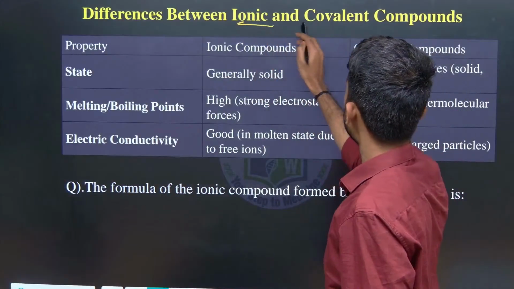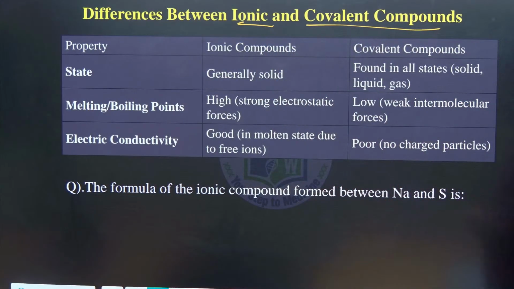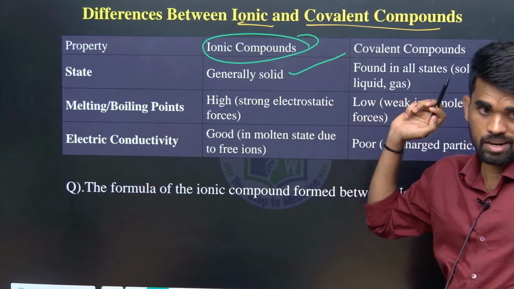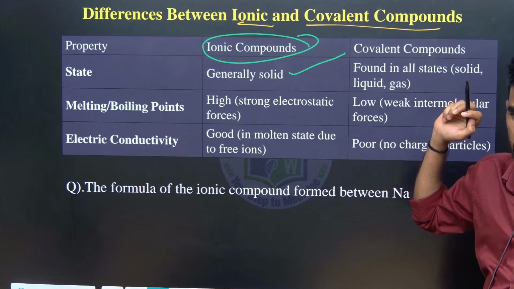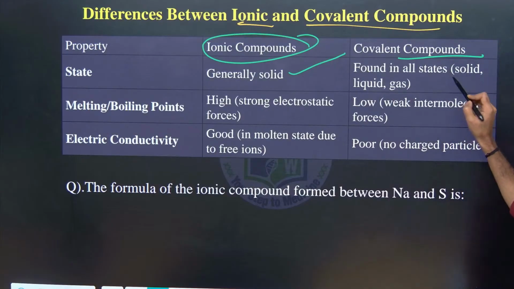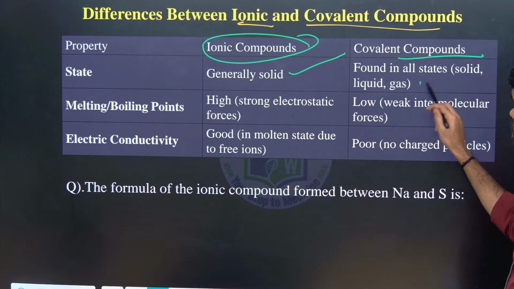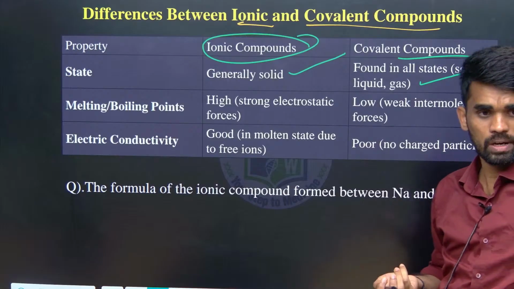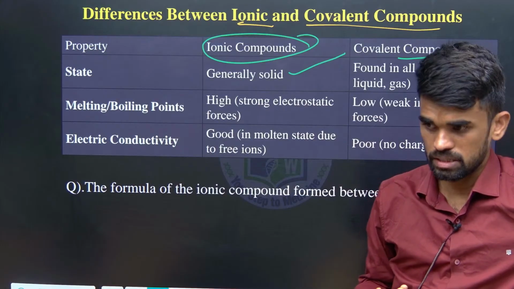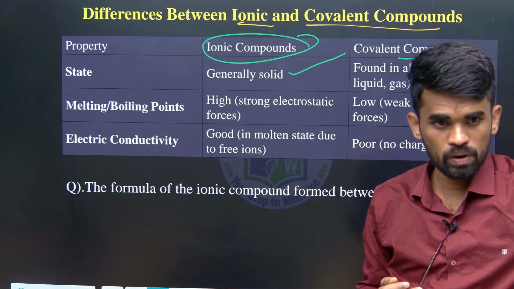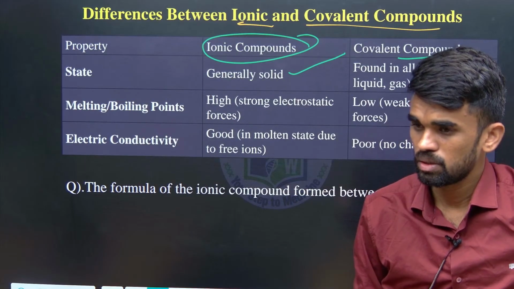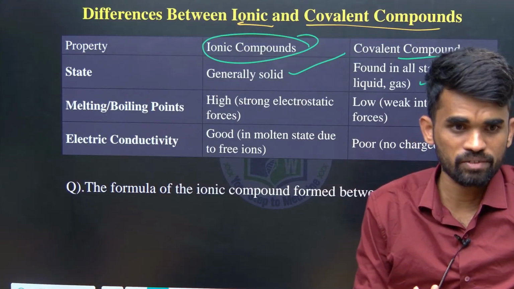Next, what are the differences between ionic and covalent compounds? Ionic compounds are generally solid, like rock salt, NaCl, which is in the solid state, crystals. Covalent compounds can be in the liquid, gas and solid states, all three. Water is a covalent compound, a polar covalent compound, in liquid state. CO2 is a gaseous covalent compound. Glucose is in powder form. So it can be solid, liquid or gaseous.